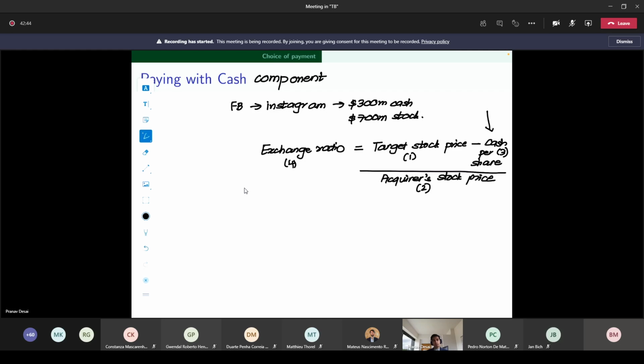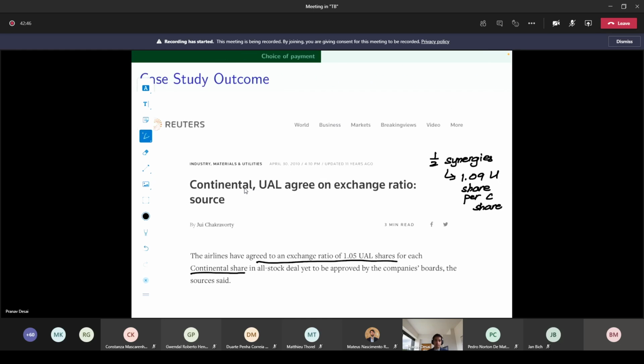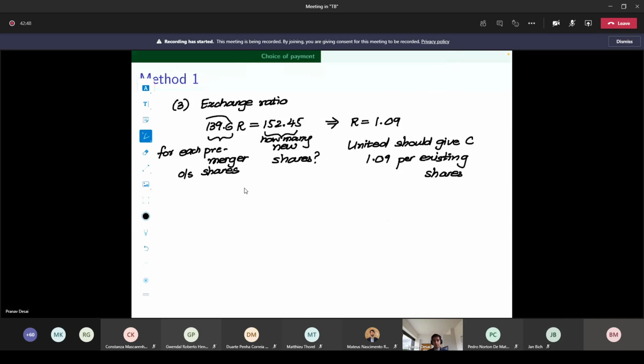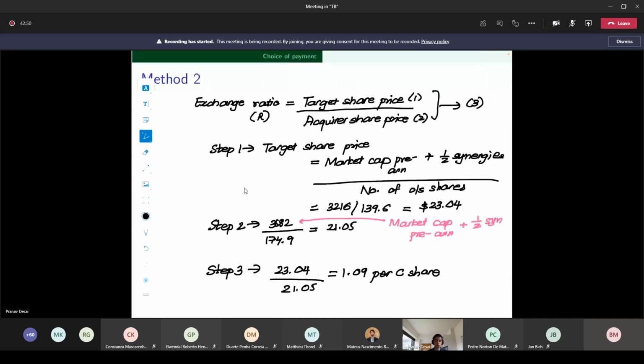From the perspective of the exam, you will be required to calculate an exchange ratio. The calculations will not be any more difficult, in the sense that we will not have anything which is not covered during the class itself.